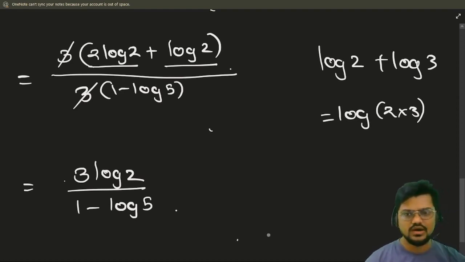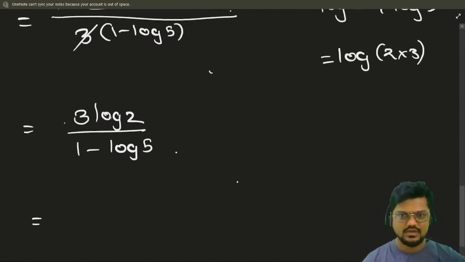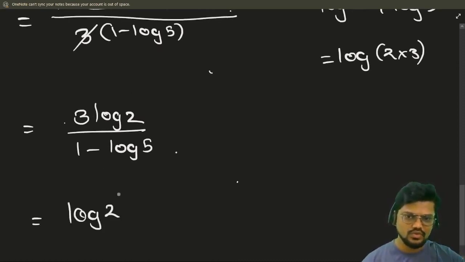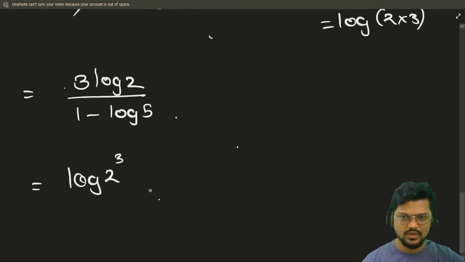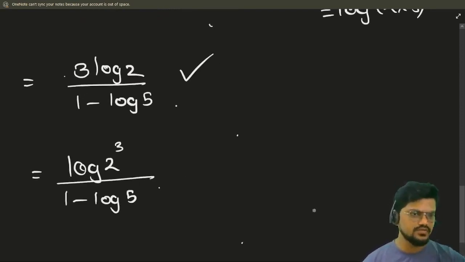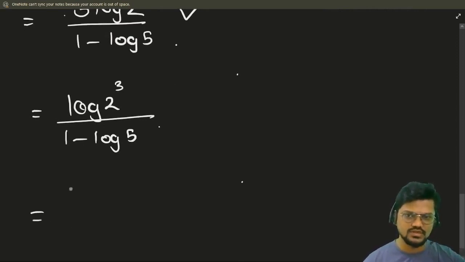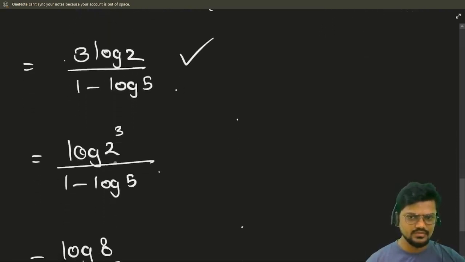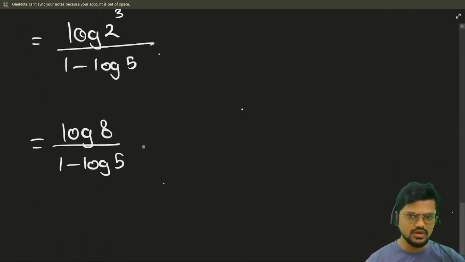Fine. After this, 3 can be taken on the right hand side. So finally it will be log 2 to the power 3 upon 1 minus log 5. This can also be the answer. But if they want something different in the RHS, then it is log 8 upon 1 minus log 5. So you got it? This is what your answer is.